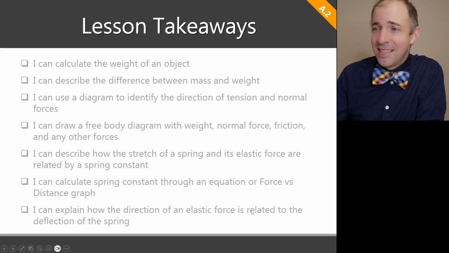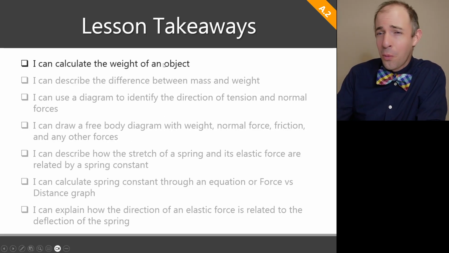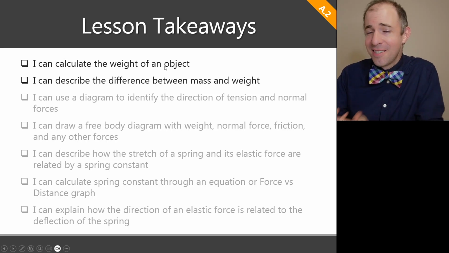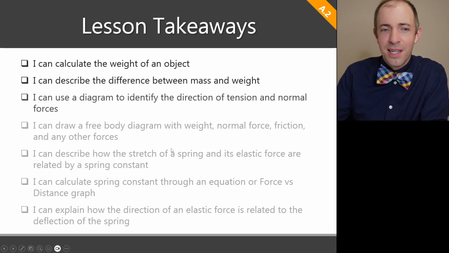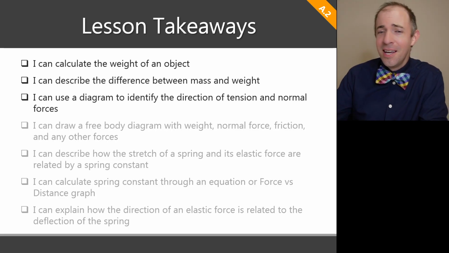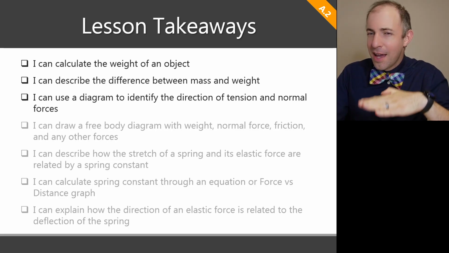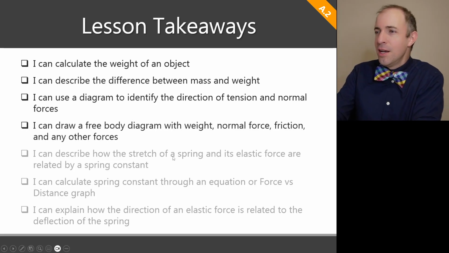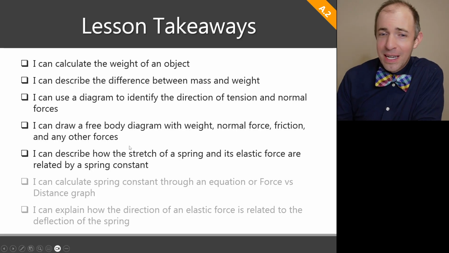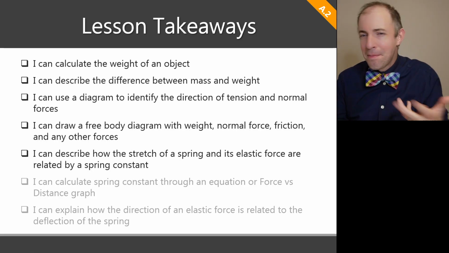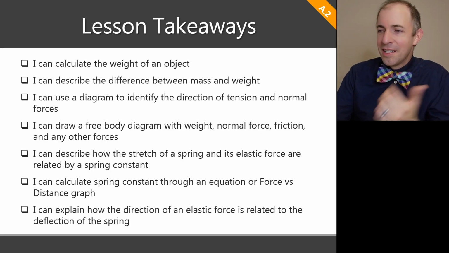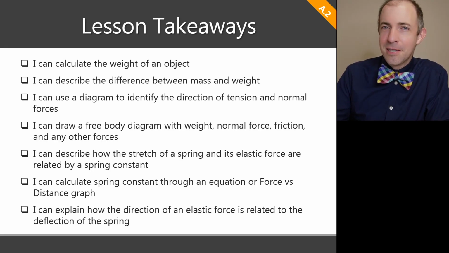All right, there's a lot in this video. You should be able to calculate the weight of an object, mass times gravity, and describe the difference between mass, something that's matter, and weight, which is a force. Use a diagram to identify the direction of tension and normal forces, knowing that tension is always in the direction of the rope and normal is always perpendicular to a surface. Draw that free body diagram using all of these new forces. Describe how the stretch of a spring and its elastic force are related by a spring constant, basically Hooke's law. And then use Hooke's law to calculate and figure out the direction that's built into that equation.